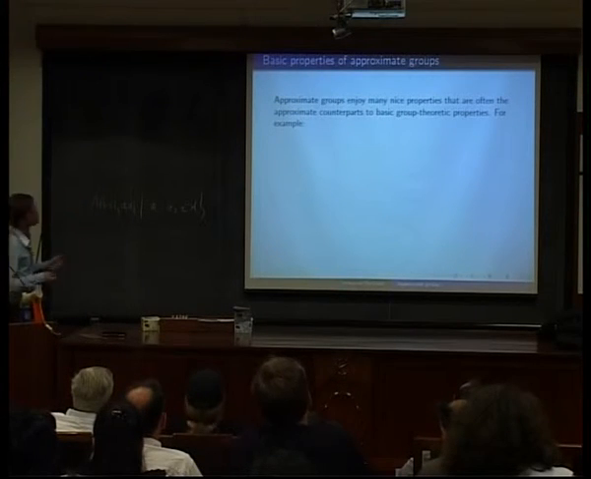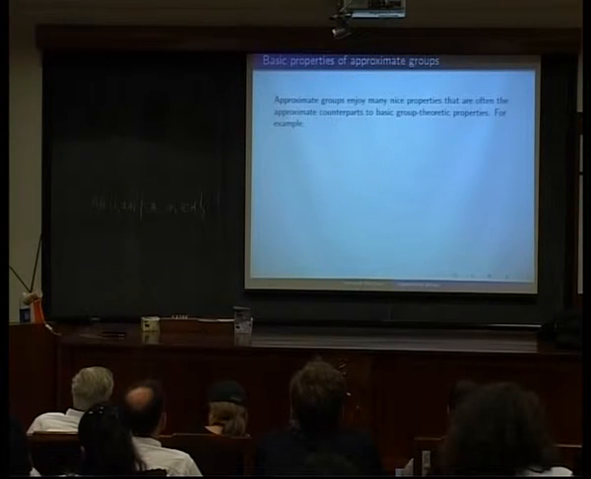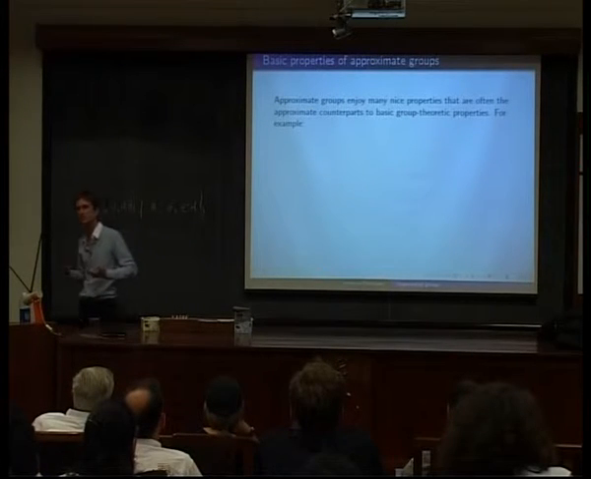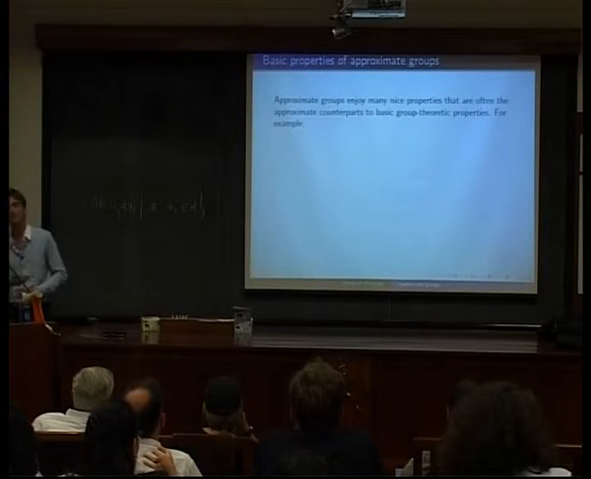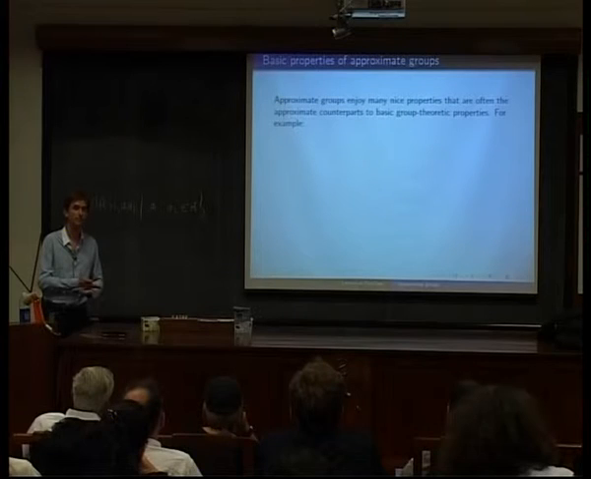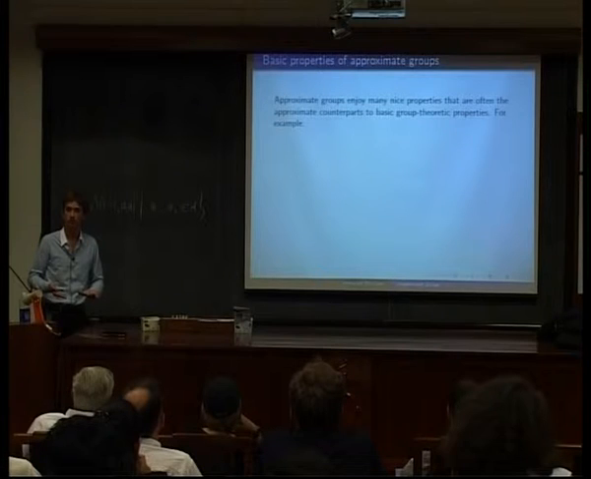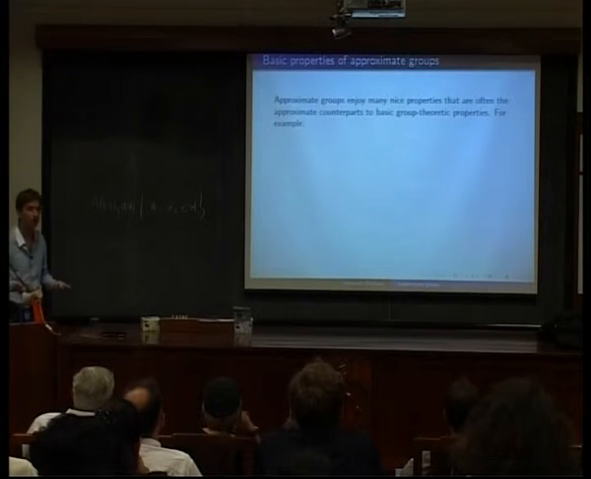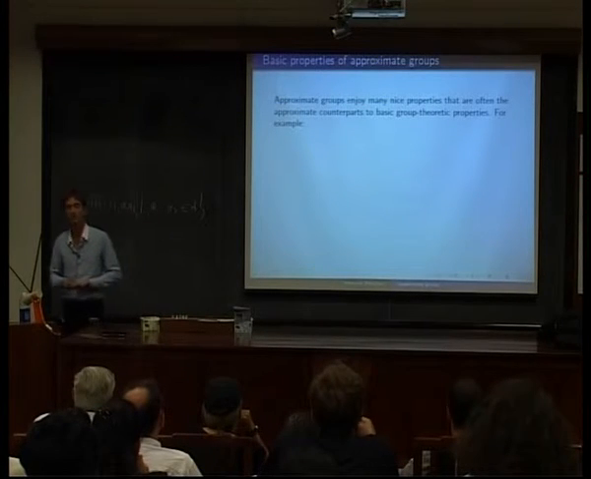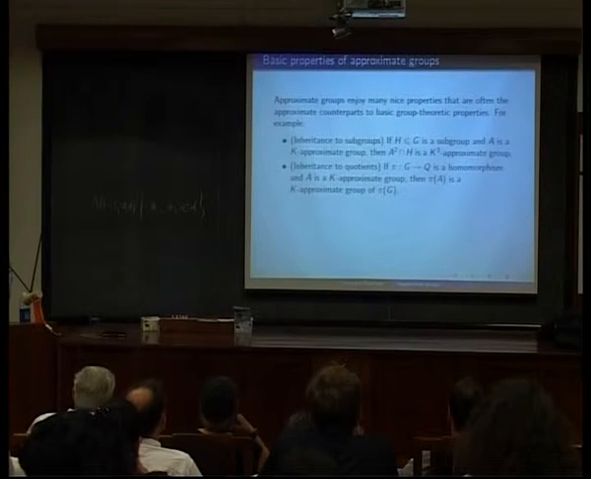Okay, so approximate groups enjoy many nice properties that are often approximate counterparts of the basic group theoretic properties. So in particular, if you try to think about approximate groups, it's nice to first try to think about subgroups and then try to see if your argument, which used group theoretic arguments, may be able to extend to approximate groups. Okay, so it turns out that many arguments from pure group theory have an approximate group analog. Okay? Not all of them, but certainly quite a bit of them.